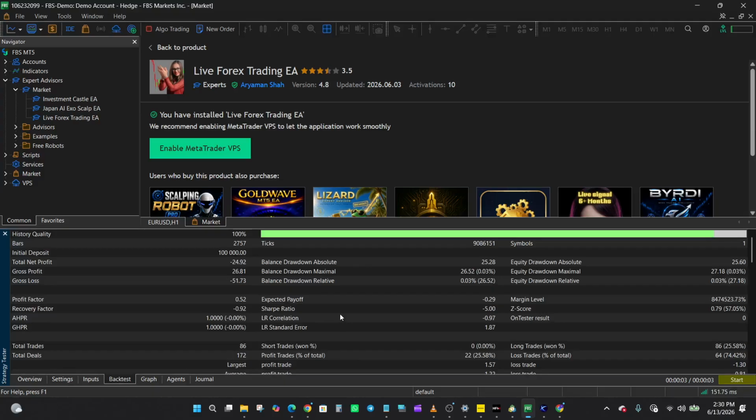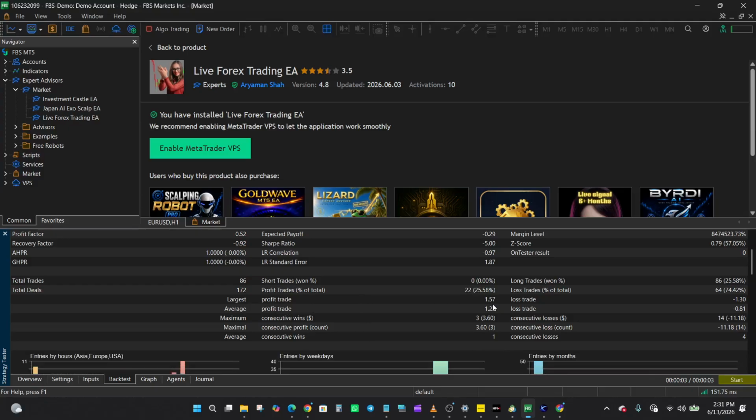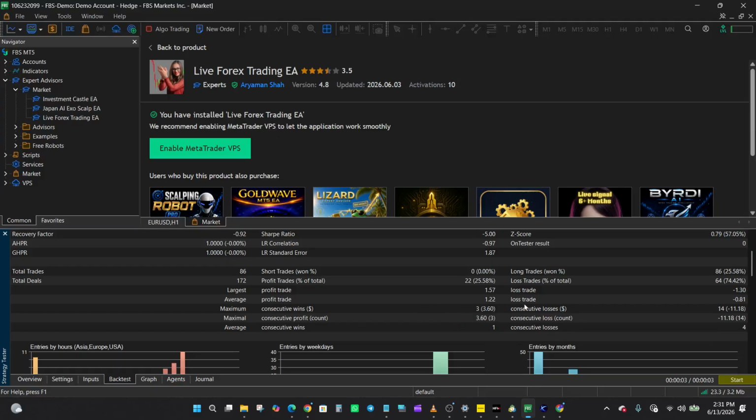Looking at the backtest results, we can see that from an initial deposit of $100,000, the total net profit was negative 24.92, and the profit factor is 0.52. That's very low. The total trades taken were 86, out of which 22 trades were profitable, giving us a 25.58% win rate. So this is very low as well. The largest profit was $1.57, largest loss $1.30, average profit $1.22, average loss just 81 cents. So the risk to reward ratio is pretty okay, perhaps around 1:1.5 thereabout. And that shows that the risk to reward ratio is okay, although not excellent per se.